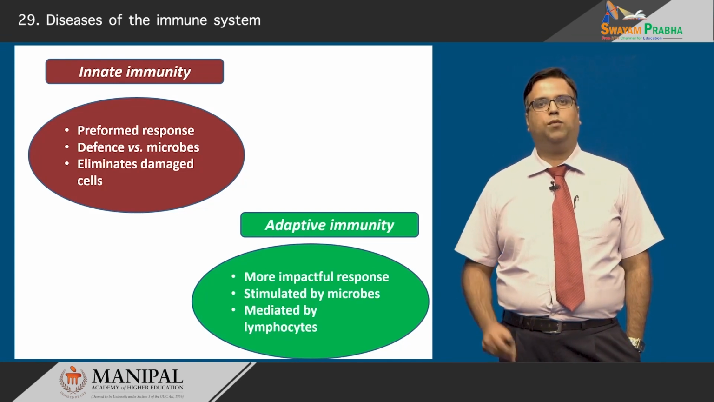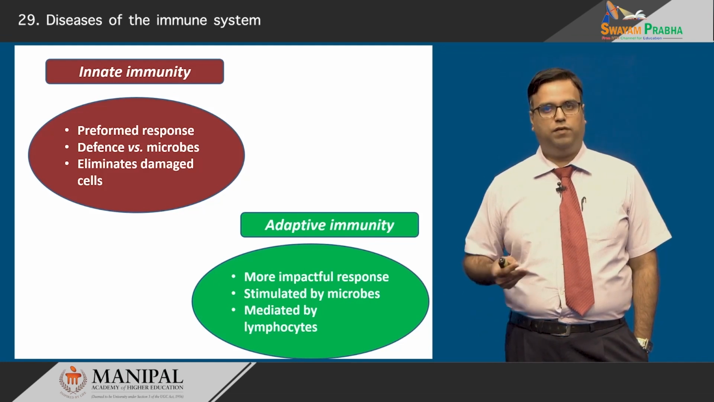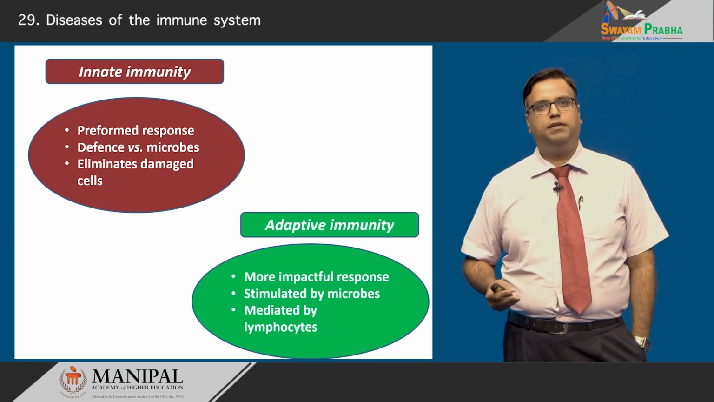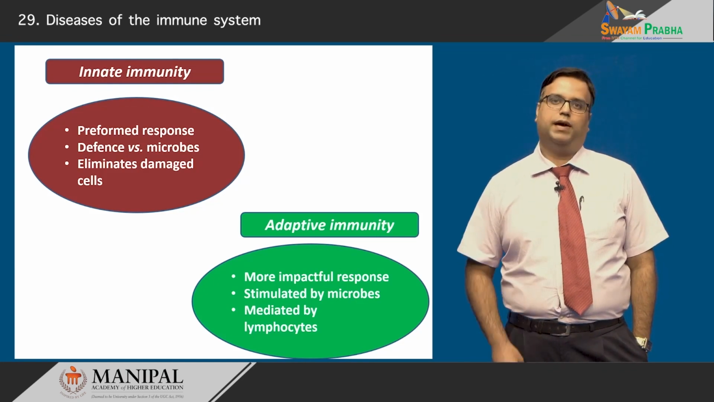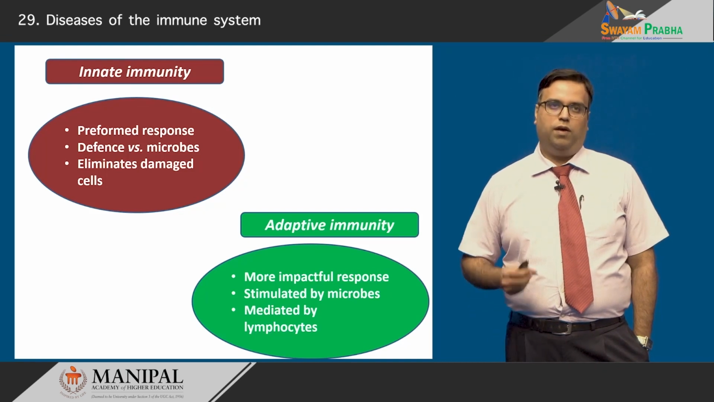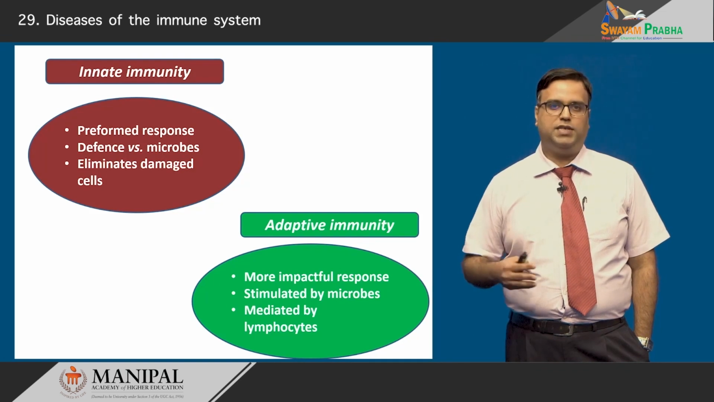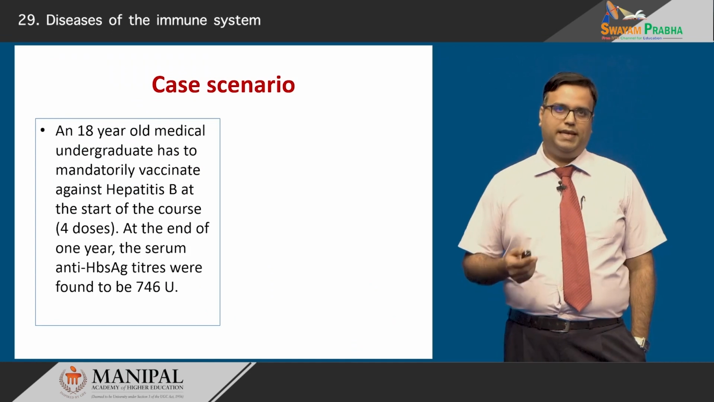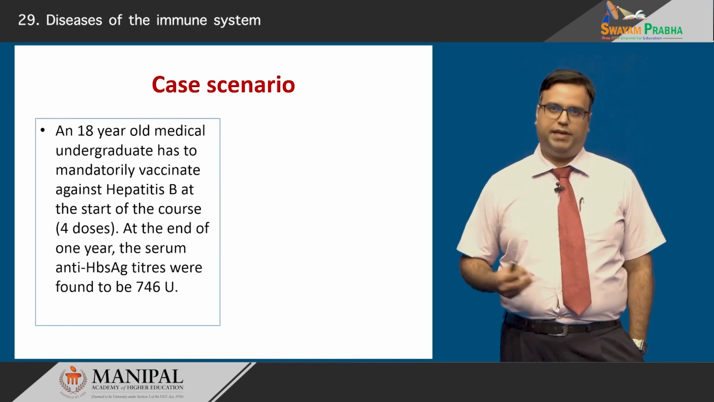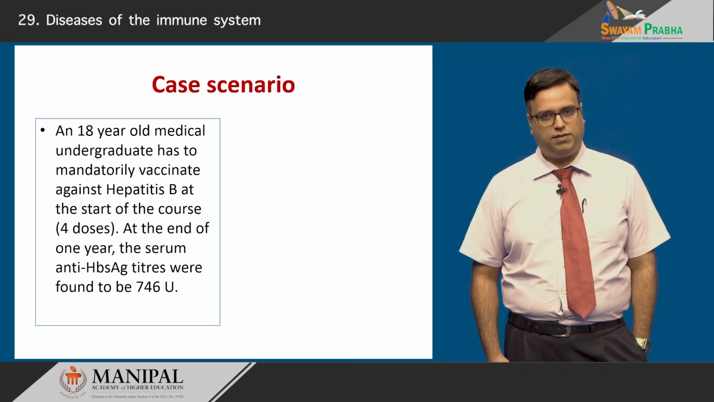In contrast, you have what is called an adaptive immunity, which has a more robust and impactful response. It is stimulated by microorganisms and it is mediated by lymphocytes. Now, whenever we refer to immunity in general, the adaptive immunity is what we will be speaking of henceforth. Now, let us take a couple of case vignettes to understand better the physiology of these cells and how they partake in the immune process.